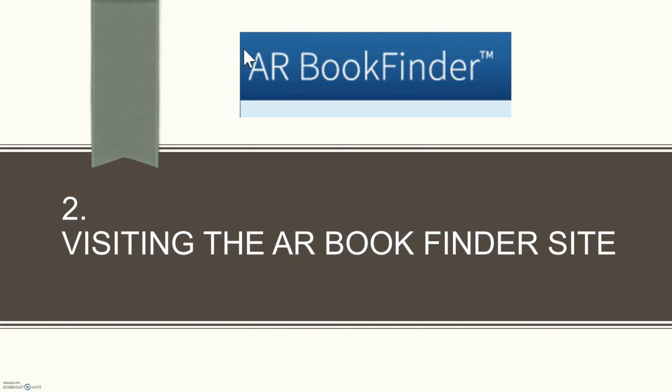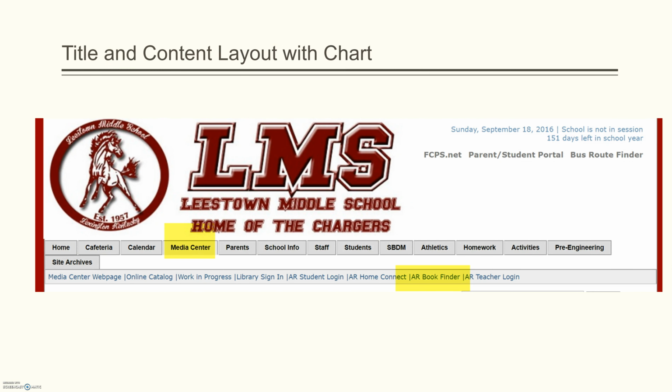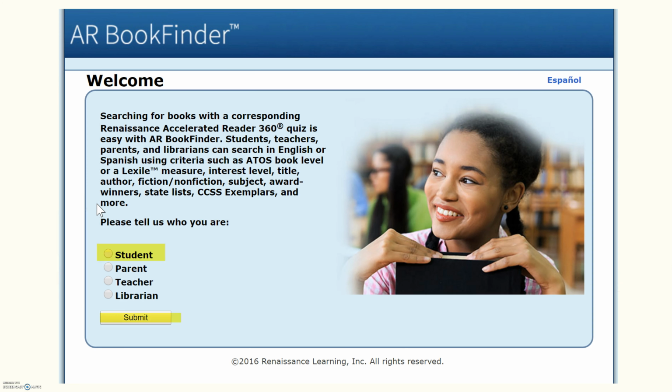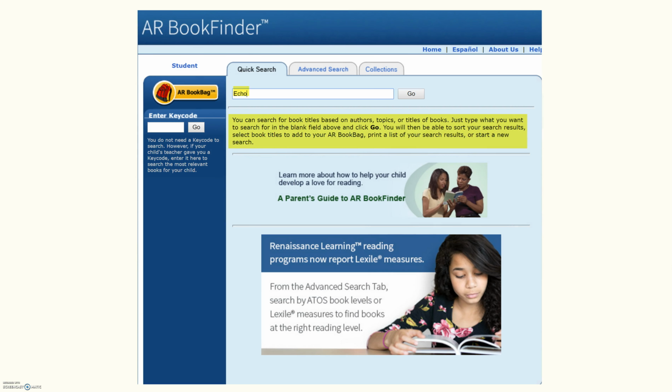Visiting the AR Bookfinder site is another easy way, especially if you are at home. You can go to the Media Center and AR Bookfinder, click Student, and then you can type in the title of the book. Here you can see I've typed in the title Echo. You can also type in the author's name or topics. You can also search by just a little bit about the book.